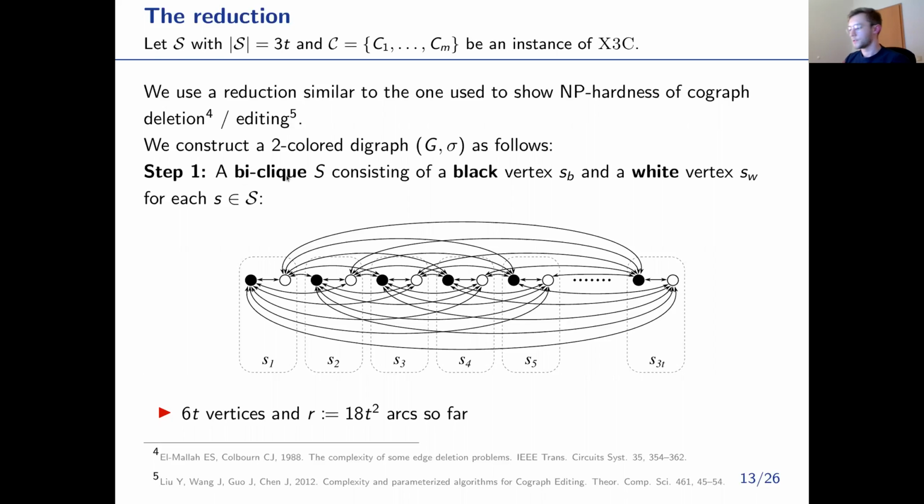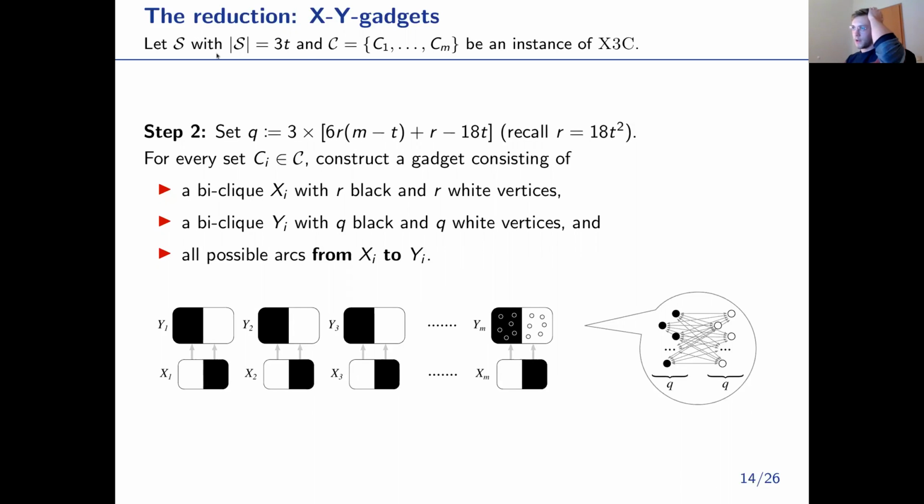Yeah, so now we've done something for the set S, and now I'm going to construct something for the subsets of S in C, and there are M in total. And for each of those M subsets, I will create something that I call an XY gadget. And those gadgets look like this.